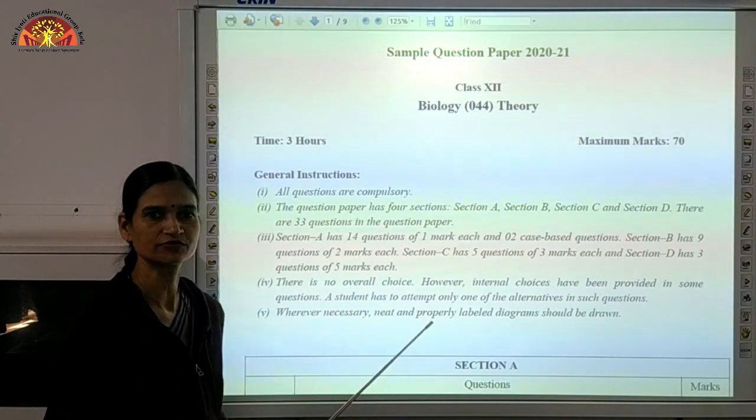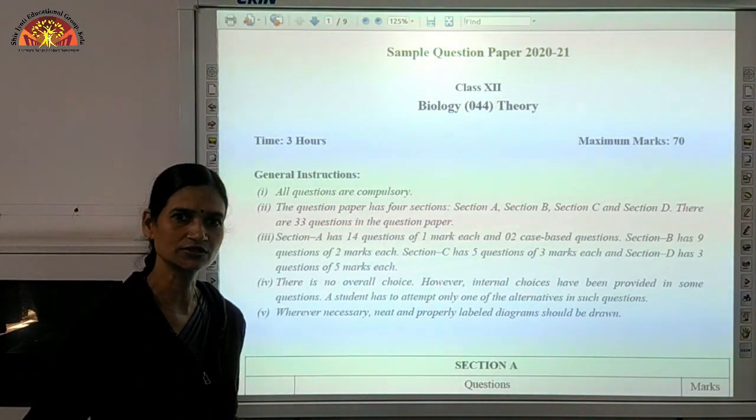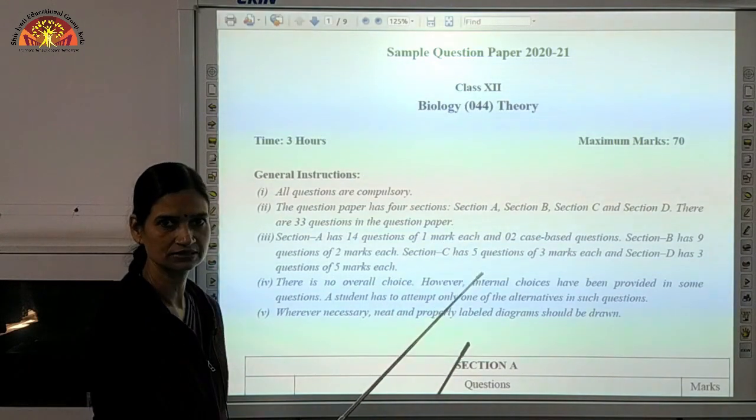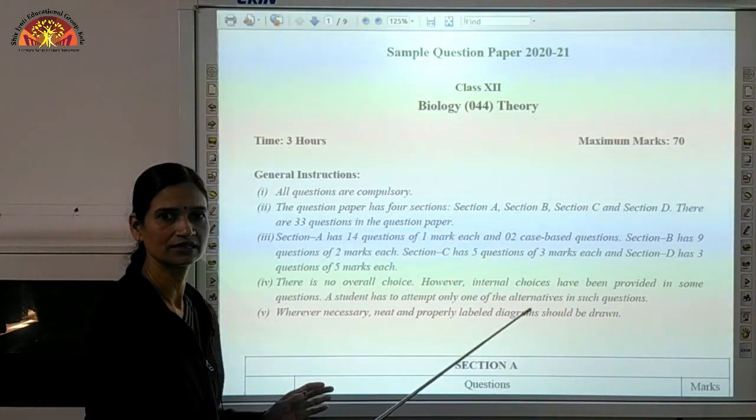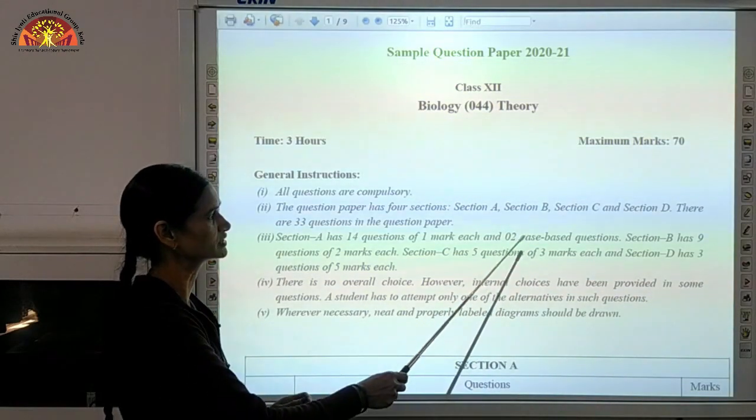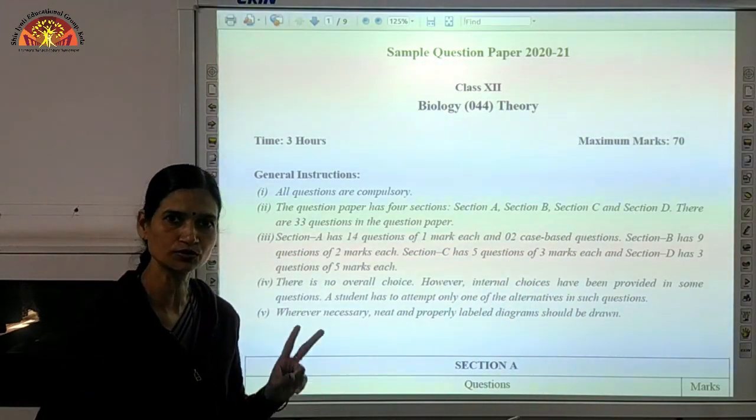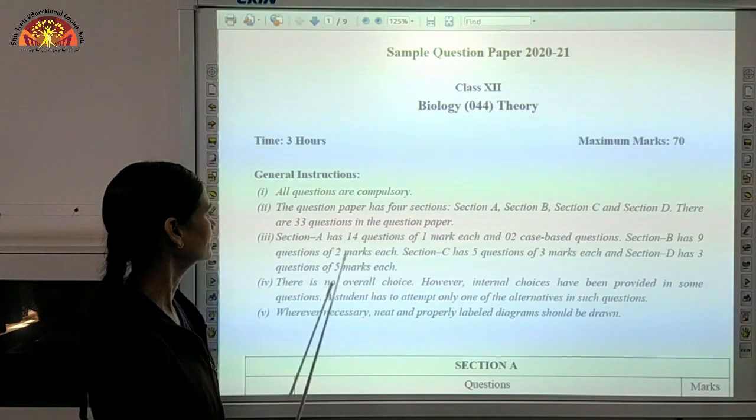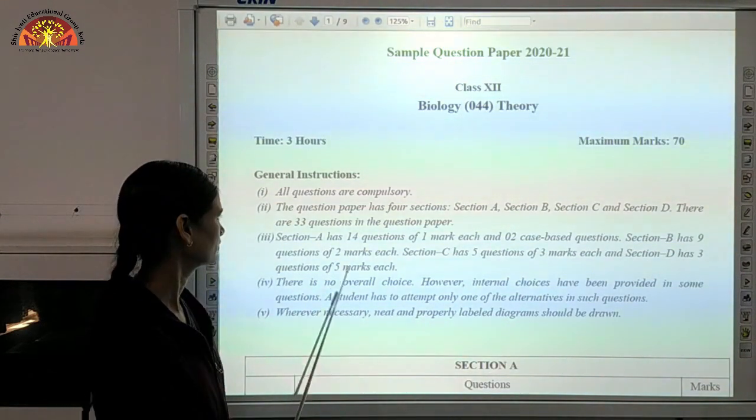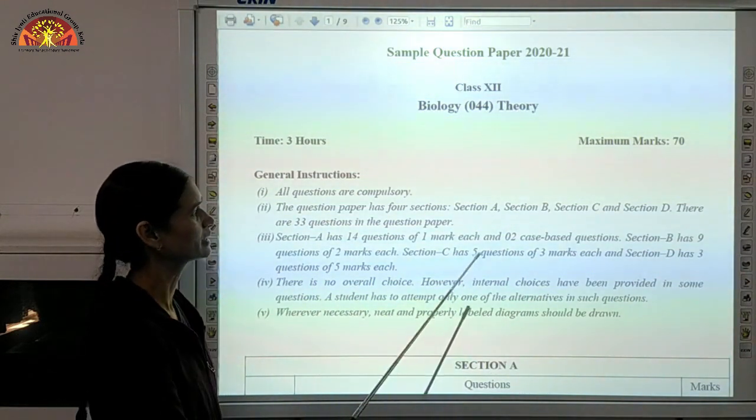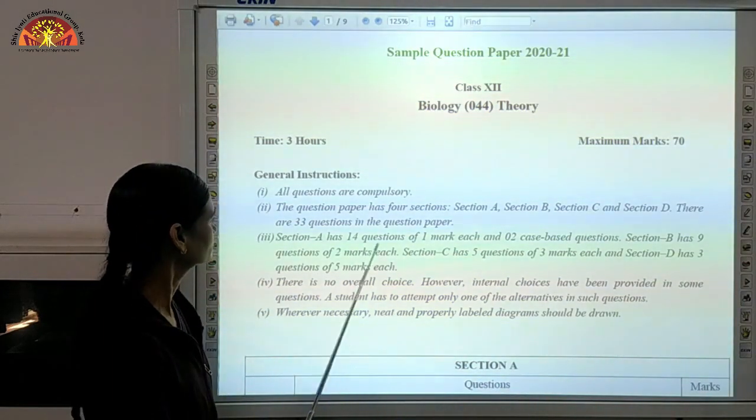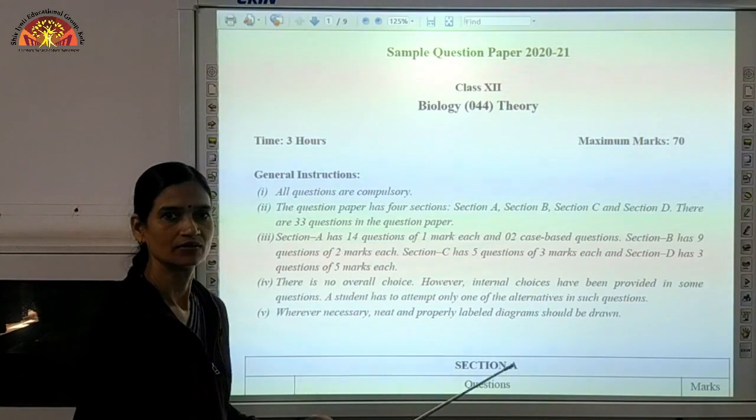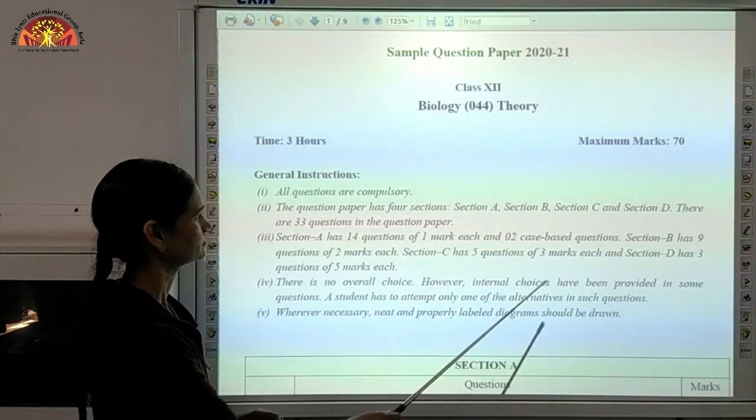Section A comprises 14 questions. There will be 14 questions of 1 mark each, okay? Up to 14 questions, 1 mark each, and there is another pattern of questions which is called case based questions. So there are 2 case based questions, and others are multiple choice questions, plus 1 word or 1 sentence questions are all there. But you should remember that in section A, all the questions are of 1 mark.